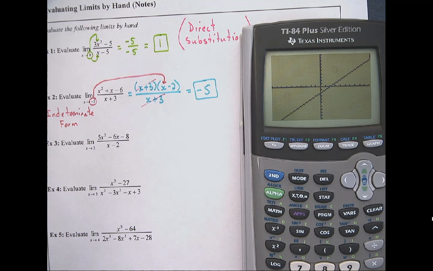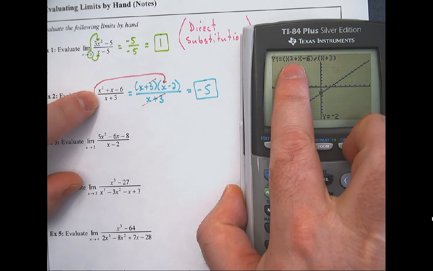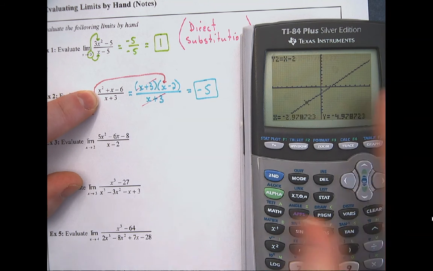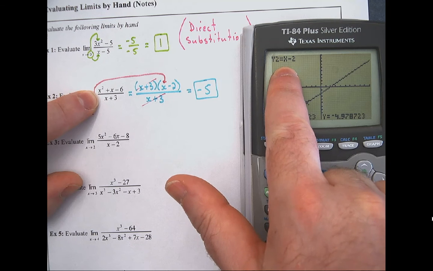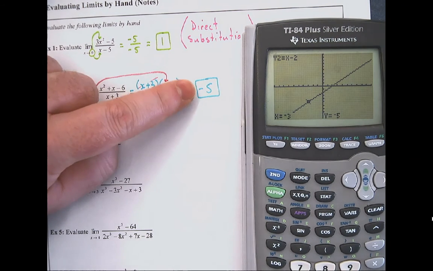It doesn't look any different because the second function is exactly the same as the first function except for one place. I'm going to trace. Now notice this says y1, so that means this is the original equation. I'm going to trace to negative 3. Nothing there. When I push up, it jumps to the second equation. I'm going to trace to negative 3, and it's now filled in with that answer of negative 5.